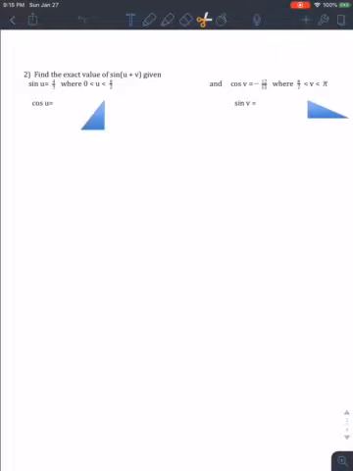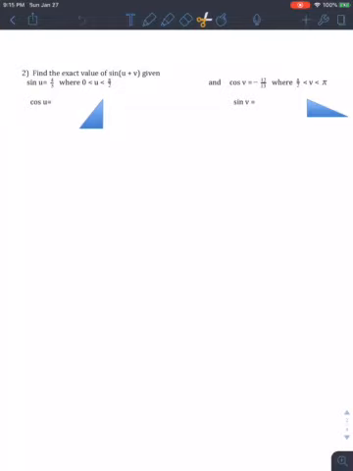Okay, so we're going to work on this problem. What we're trying to do is find the exact value of sine u plus v. And I have some information about u, which is that the sine of u is equal to 4 over 5. And it's in quadrant 1. So we're going to start there.